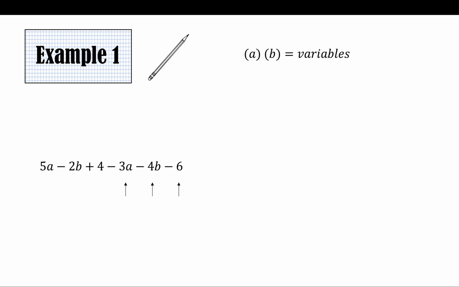So now we have to look for the like terms. Like terms are terms that share the same variables. So 5a and 3a share the same variable a. This makes these two terms like terms. 2b and 4b also share the same variable, and 4 and 6 are also like terms. So now we solve for the like terms.